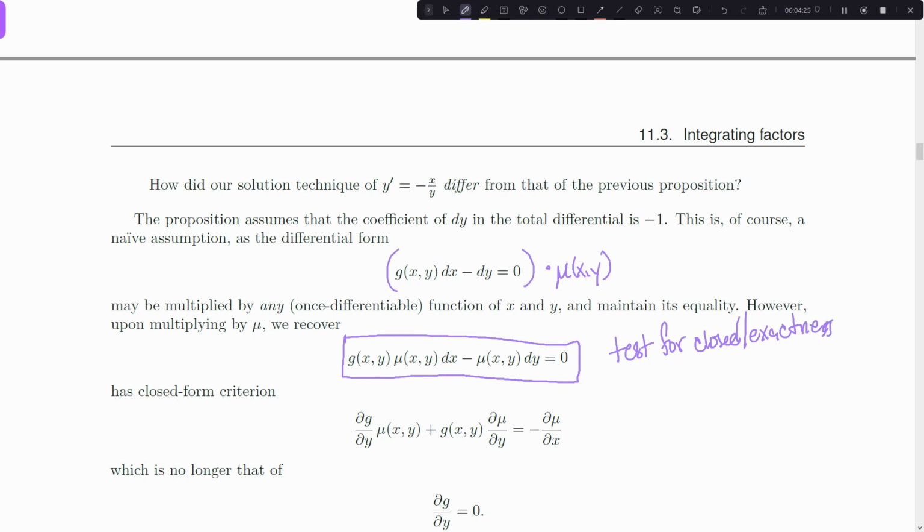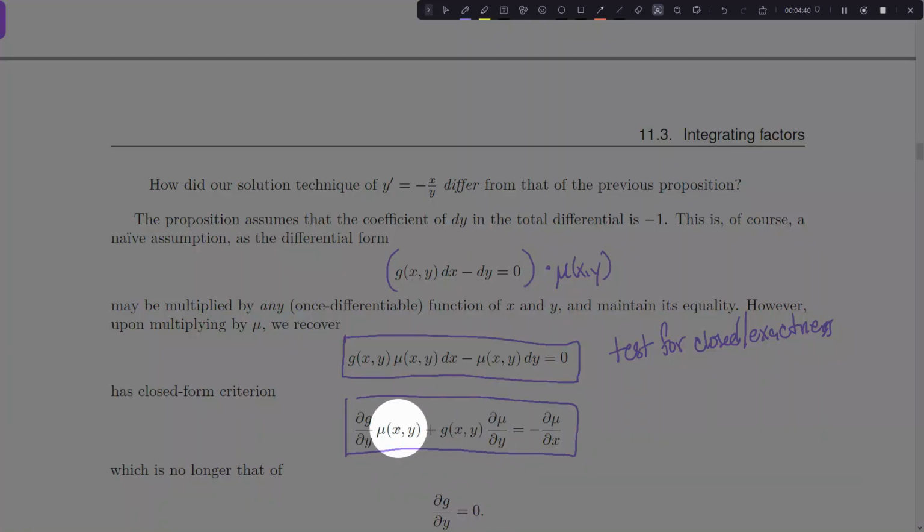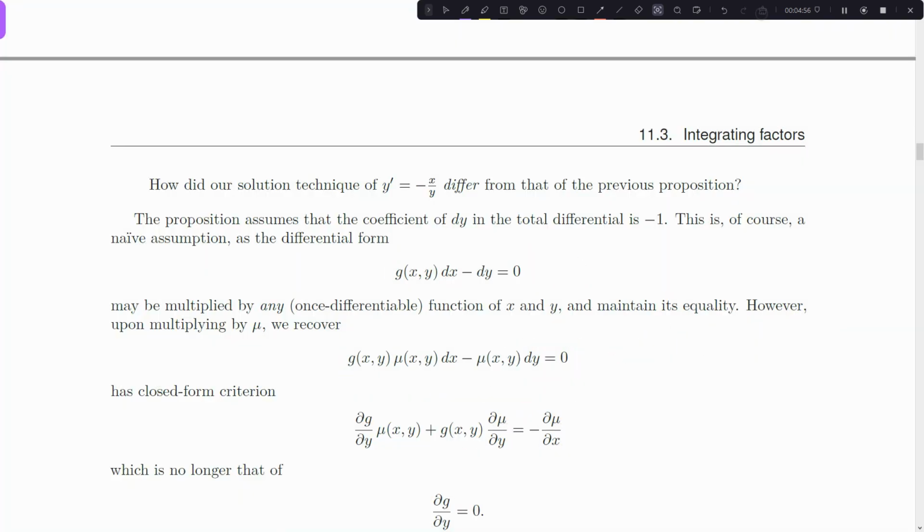Under testing that for closedness or exactness, I end up with the following closed form criterion: my expression is going to be closed if and only if this is satisfied for some function mu, right? This is ugly. This is really not a very pretty expression. This is partial g partial y times mu plus g of x y partial mu partial y is negative partial mu partial x. That is a terrible expression. But unfortunately, it's the one that we've got.